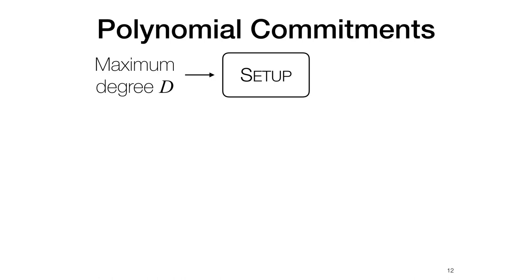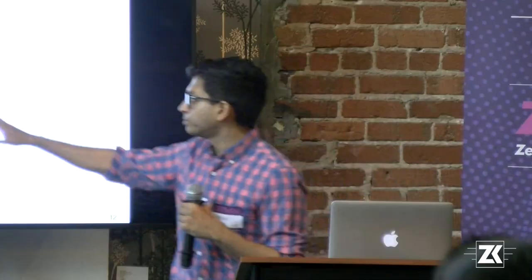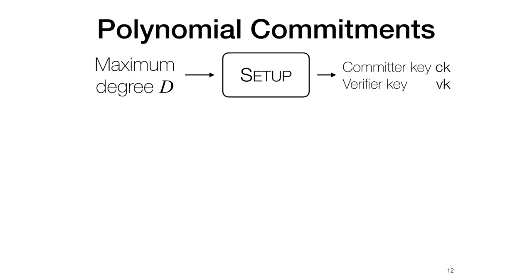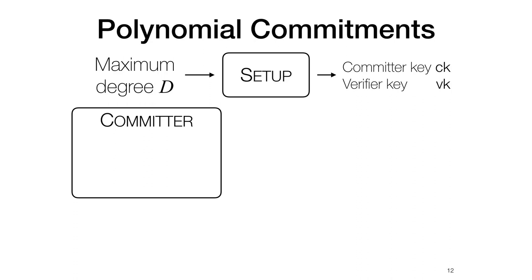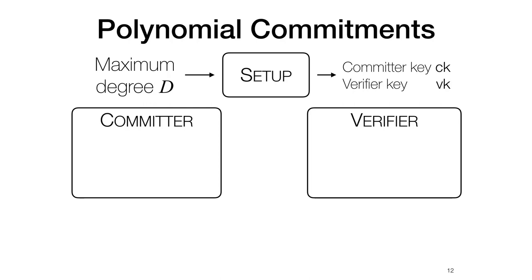Okay, so let's take a look in a bit more detail. A polynomial commitment has this setup algorithm, which takes in the maximum degree that you want to support of your polynomial, and outputs these universal committer and verifier keys that work for any polynomial up to that degree. Later, a committer can take its committer key and commit to a polynomial and send over the commitment to the verifier.